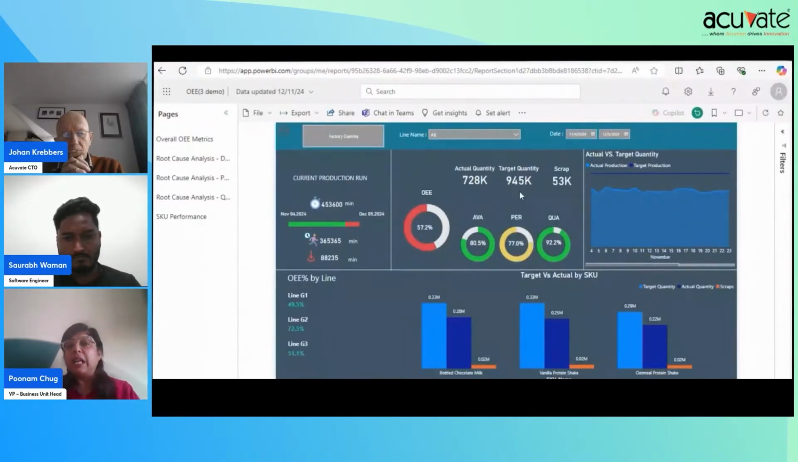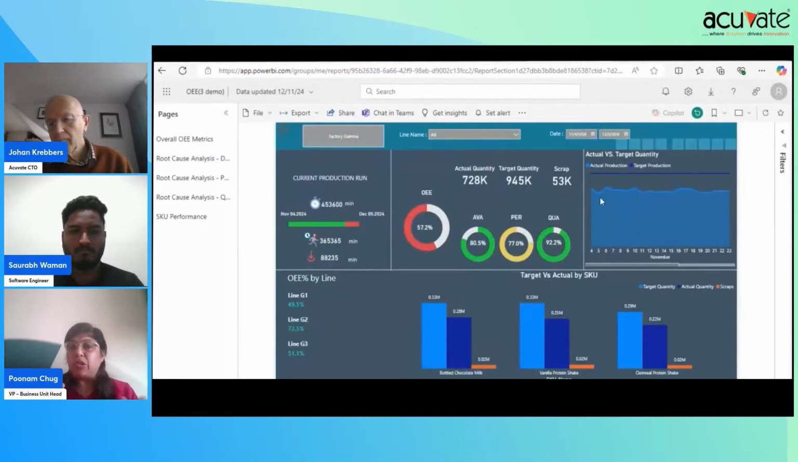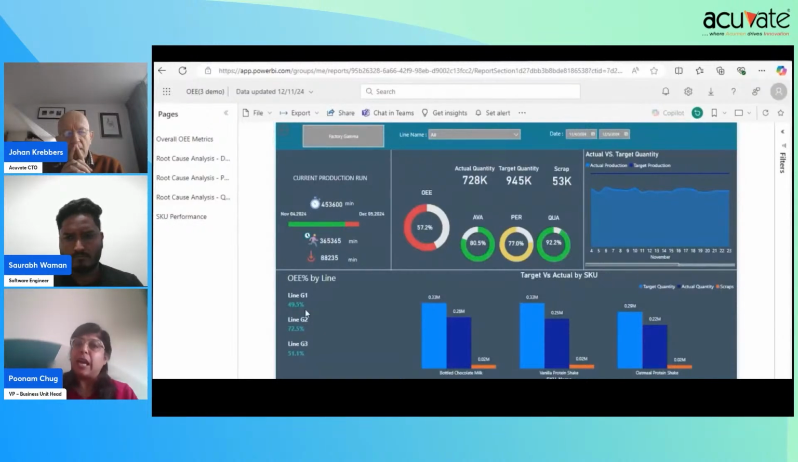Then on the rightmost side, we have another key metric, that is the actual versus the target quantity for this particular time duration. In this case, we have chosen a 1 month window. So we are getting the records for this entire month for the actual versus target production. When we look below, for this particular factory, for each of the lines, we are seeing the OEE. There are 3 lines in this particular factory, G1, G2, and G3, and we are able to see the OEE for each of these lines.